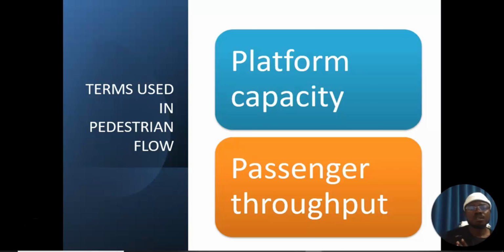The first term that we use in this model is what we call the platform capacity. From the word itself, it's talking about the capacity of a platform. The platform is usually the subway platform, and the capacity is the maximum number of passengers that a subway platform can safely accommodate at a given time.